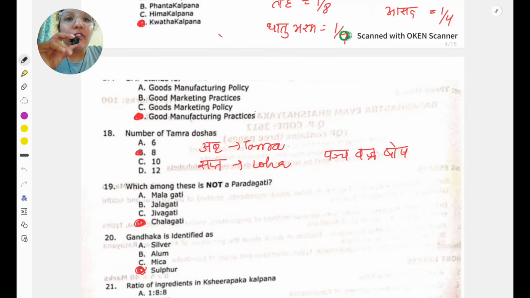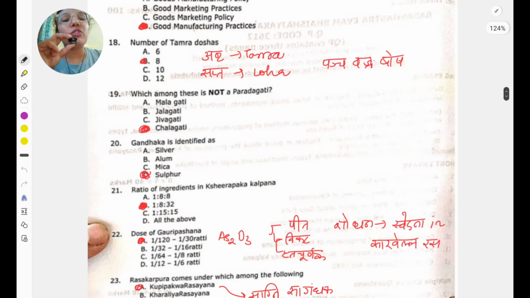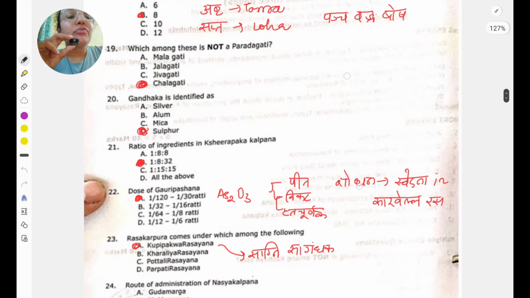GMP full form is Good Manufacturing Practice. So surely a GMP question will be there because it is repeating so many times. You should remember the number of Tamra dosha: 8 Tamra dosha are there. Similarly, 7 Sapta Loha dosha are there and 5 Vajra dosha.